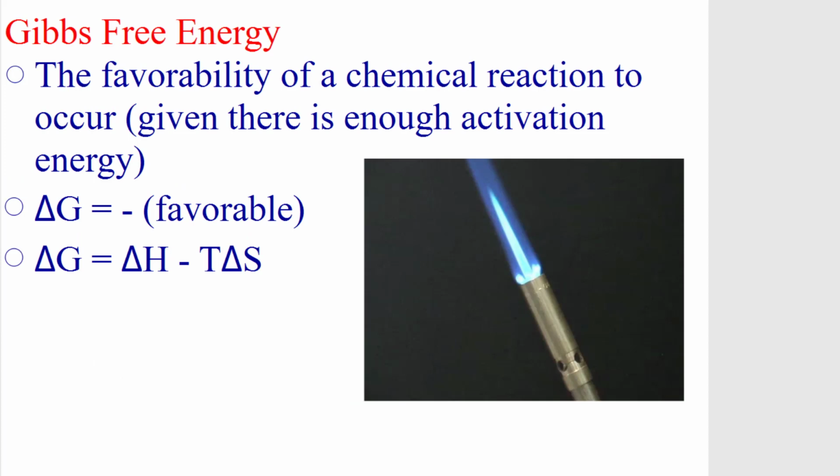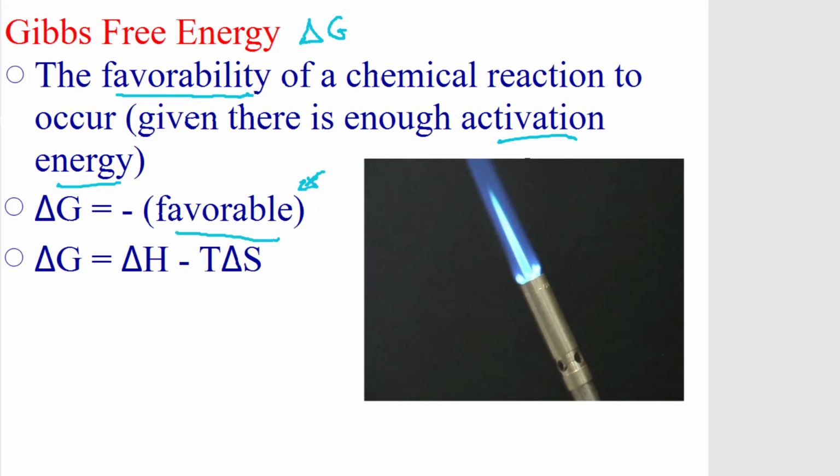Okay, we're going to finish up with Gibbs free energy. Gibbs free energy is delta G, and Gibbs free energy tells how favorable a reaction will be. Will a reaction occur favorably? Well, keep in mind, that's given if there's enough activation energy. If there's enough energy to break all the bonds, will the reaction be favorable? And you can see a negative sign for delta G. A negative sign means it is favorable to occur.